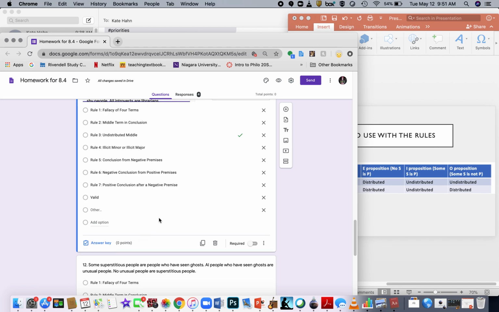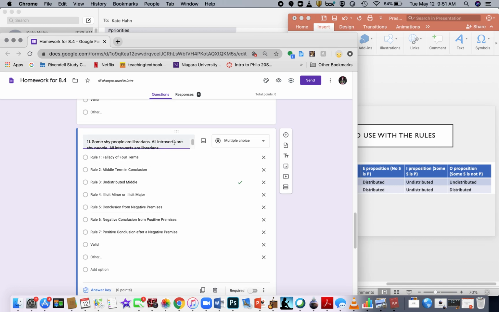This one, undistributed middle. The middle term is the term that ideally shows up in both of the premises, but not in the conclusion. Middle term here is shy people. It's an I proposition here, so neither term is distributed. It's an A proposition here, and the predicate of an A proposition is never distributed, and the middle term must be distributed at least once, so Rule 3 is violated.